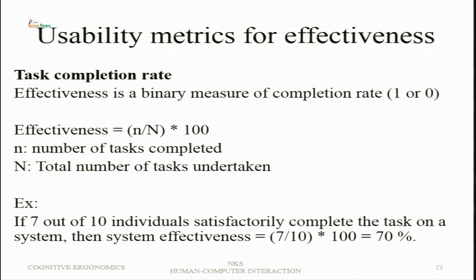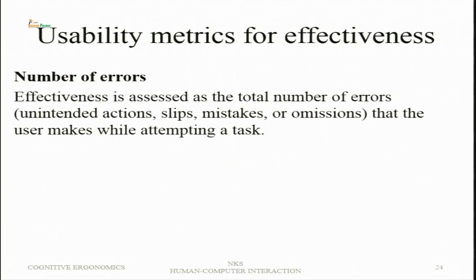Simple. So suppose an individual is doing 20 tasks on a computer, and 14 out of those are completed successfully, then the effectiveness is 70% based on accuracy. The number of errors also becomes important. Effectiveness is assessed as the total number of errors or unintended actions, slips. So errors, we have already talked about. These are the possible errors: unintended actions, slips, mistakes, or omissions that the user makes while attempting a task.